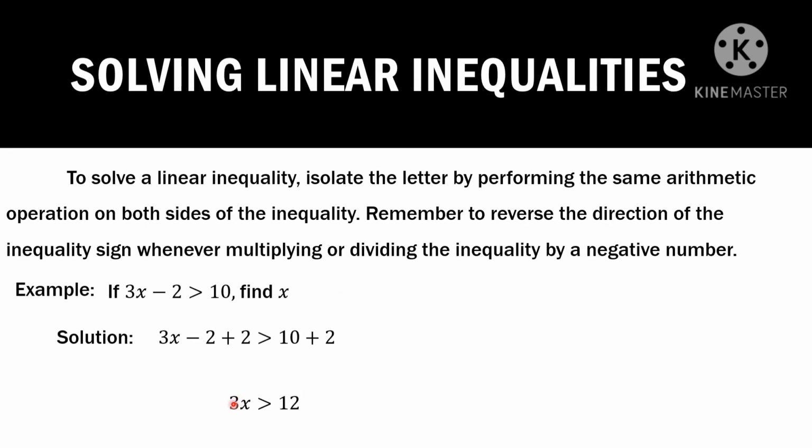Then, we'll eliminate this 3 because we wanted to isolate this letter, this variable. So, we have to multiply both sides by 1/3 or divide it by 3. It's the same as dividing it by 3. So, we have 3x over 3 is greater than 12 over 3. So, dividing it by 3, that's the same as multiplying both sides of the inequality by 1/3. Okay? So, 3x divided by 3, you have x, then 12 divided by 3, you have 4. Okay? So, x now is greater than 4.